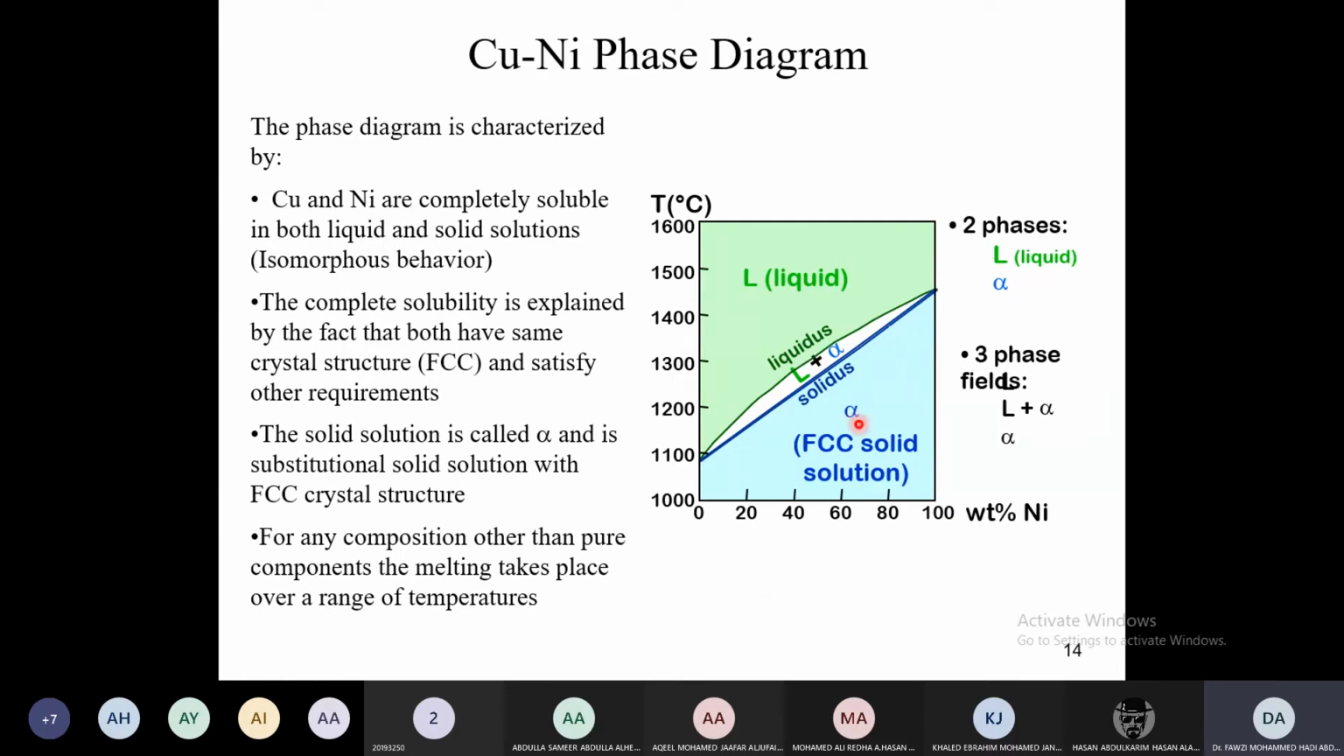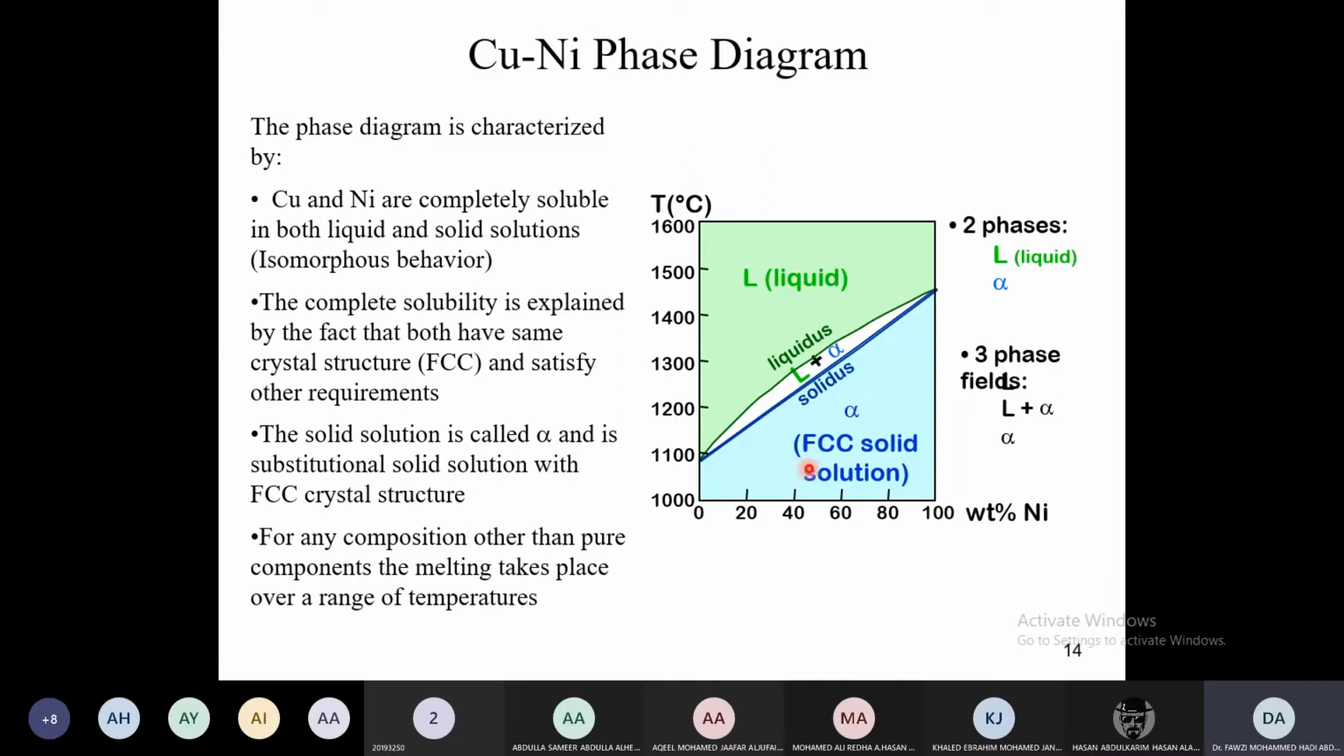The phase diagram, this is the same as just another drawing, is characterized by some things. One of the important things is that the copper nickel system is characterized by complete solubility, which you could see both in liquid and solid. In the liquid, of course, that is not important for us. What we are concerned with is the solid.